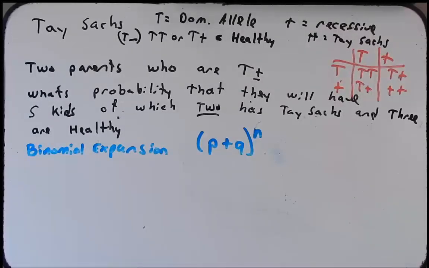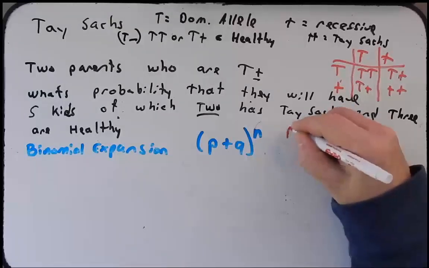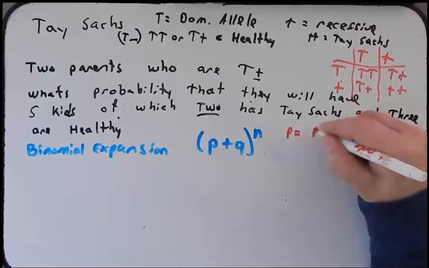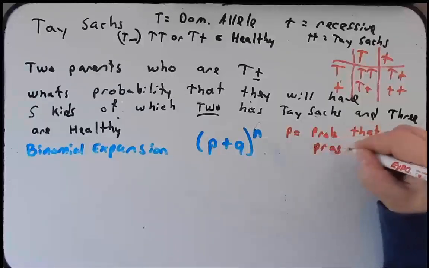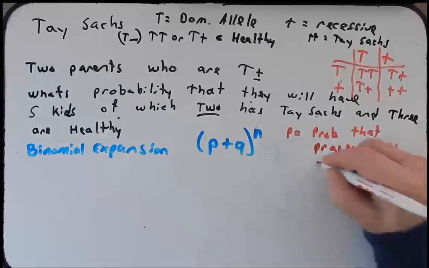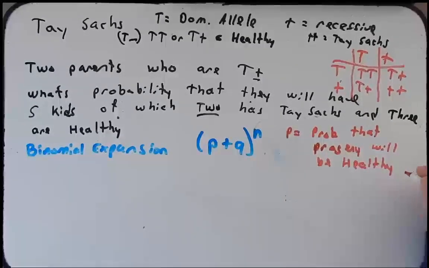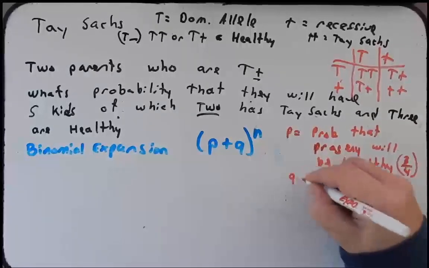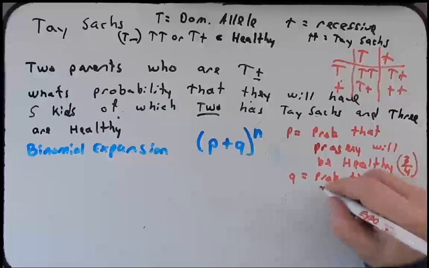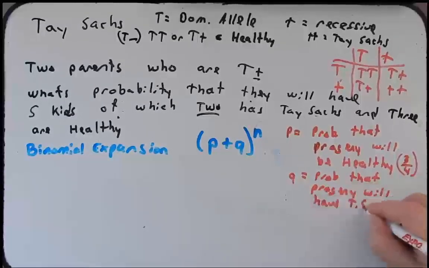And in answering this question, we want to think about every possibility that these two parents could have 5 kids, and different combinations with and without Tay-Sachs. And so let's define P here as being the probability that progeny will be healthy. And we know that in any individual event, that is going to be 3/4, or 0.75. Q is the probability that progeny will have Tay-Sachs. And we know that's going to be 0.25, or 1/4.